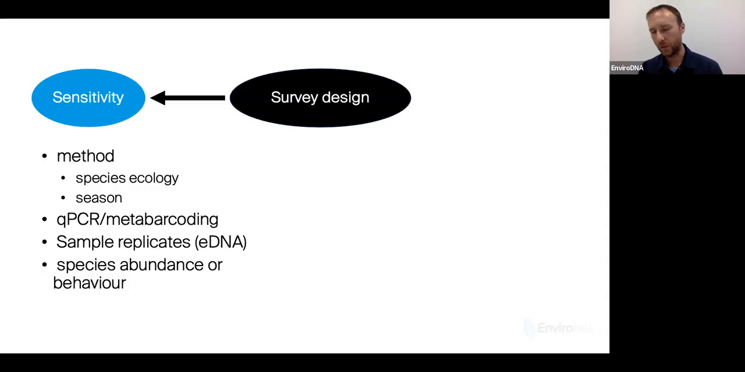And then, of course, your species abundance. If you've got something that's a really low abundance, of course, you're going to need more survey effort to achieve that confidence of whether you can detect it or not. And also that behaviour, are they quite cryptic? Are they quite static? They don't move around much. That's going to all influence your sensitivity of your technique to detect that species.